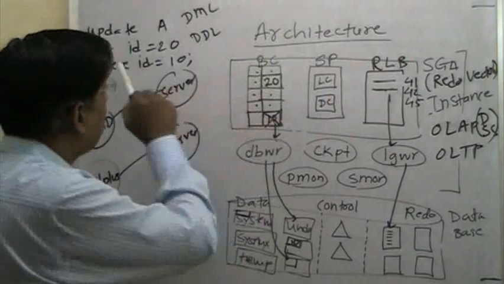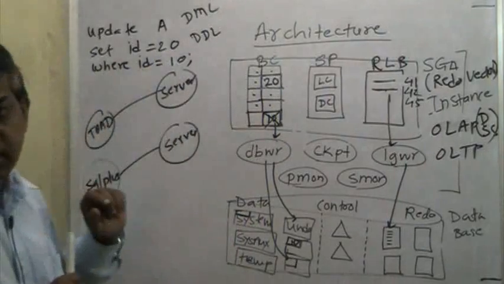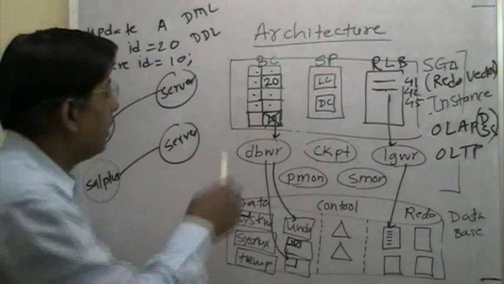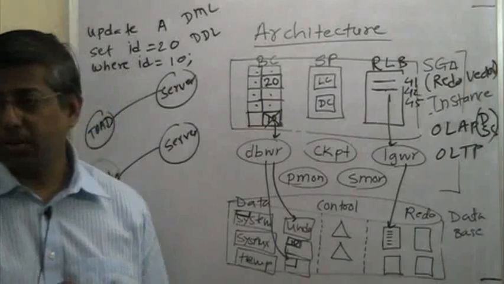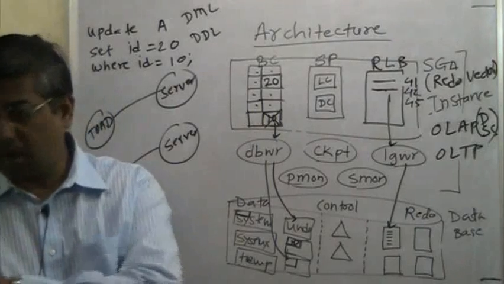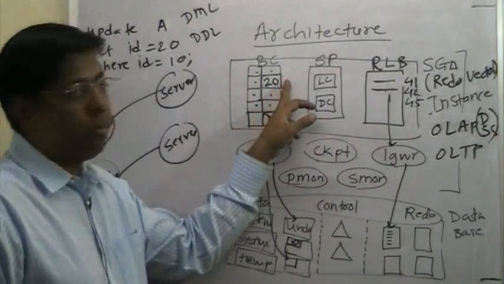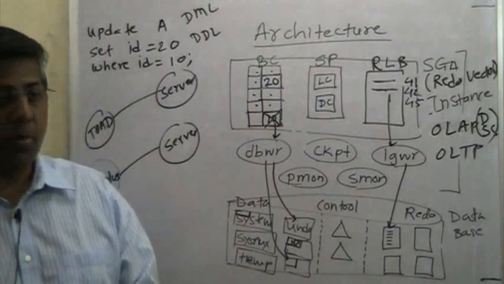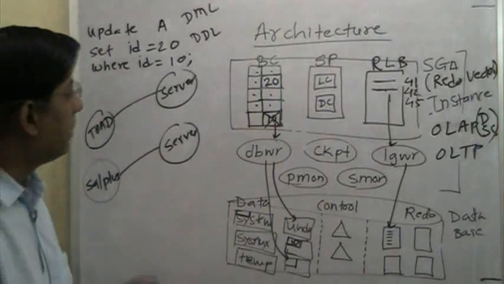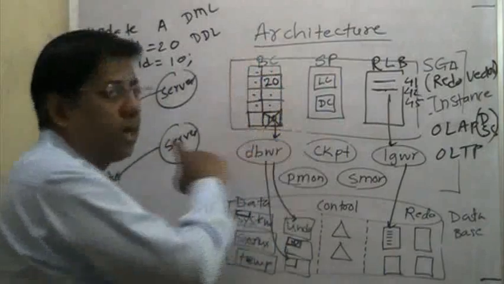One of the blocks contains the data that I need to update. The original copy of that data is kept somewhere else, and that original copy is called the undo buffer. Then the main copy is modified with the new data. This copy will remain in the buffer cache till what time?